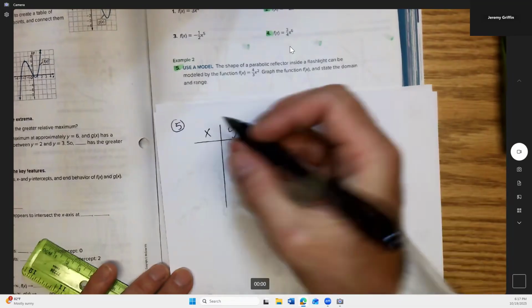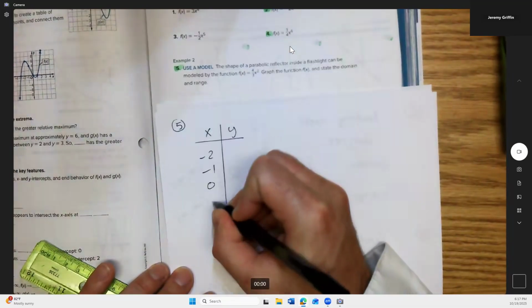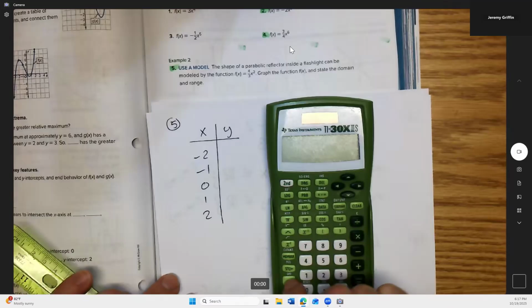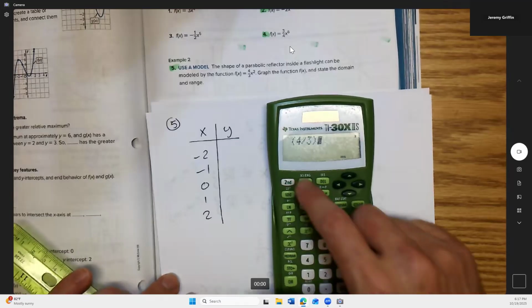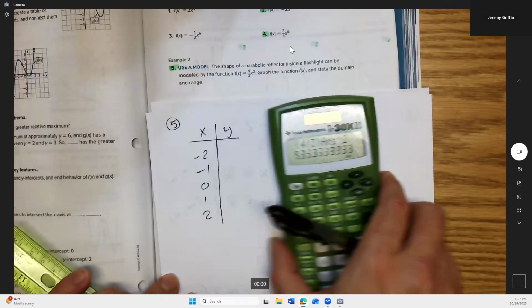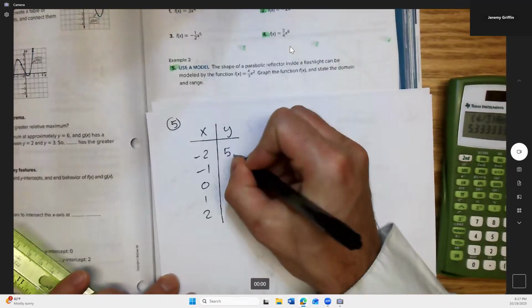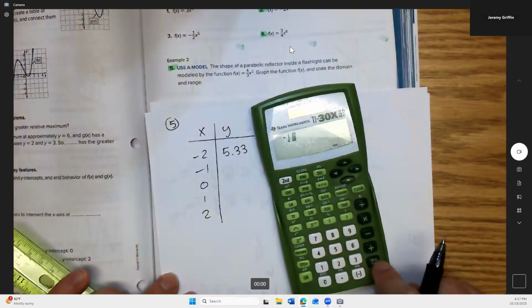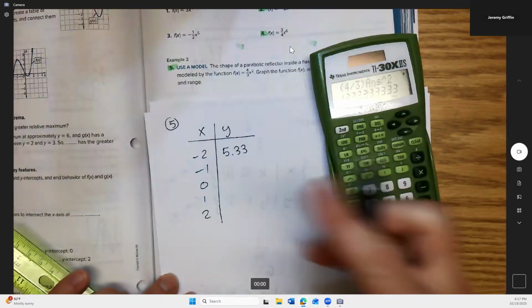Okay, let's go to -2, -1, 0, 1, 2. Okay, get some points out of this. I'll use that trick I was showing you guys. So 4/3 times the answer squared. Okay. Let's plug in -2. Scroll up. And it's telling me 5.33. I'll round to the nearest hundredth, say I'm allowed to do that. -1, 1.33.